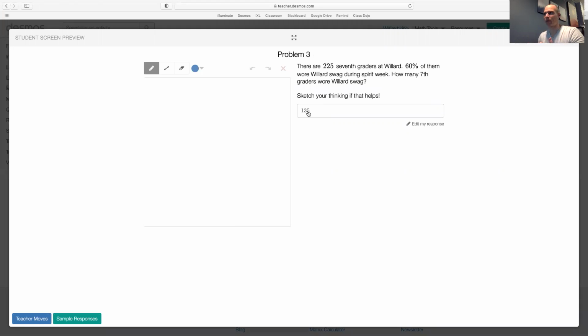But the question says, there are 225 seventh graders at Willard. 60% of them wore Willard swag during Spirit Week. How many seventh graders wore Willard swag? And so you should see this as a question where you're given the whole value, because you know the total number of seventh graders, and you're given a percent of them, and it's your job to figure out what part of 225 is 60%. In my class, we would treat this as a question where we're missing the part, and we would write this formula: part equals percent times whole.